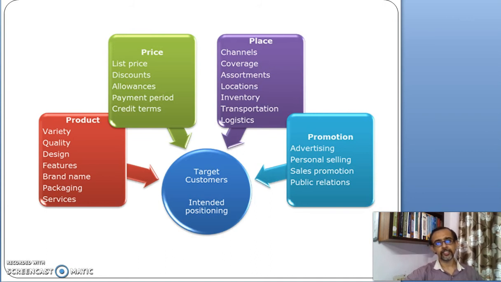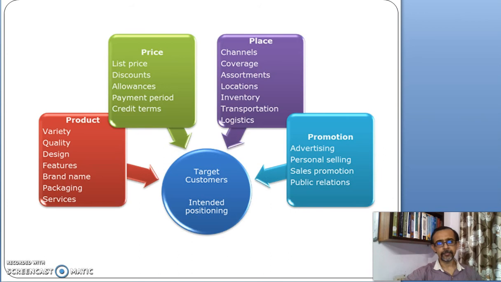Similarly, in case of price, when we go to buy a product, we consider the price. That is the maximum retail price, whether some discounts are offered, how is the payment method, whether there is some installment basis or credit terms involved in the particular price. In case of place, we look for a convenient location where we can easily get the products, like channels, coverage, locations, where our products will be placed, how the product will move from the factory to the ultimate customer.